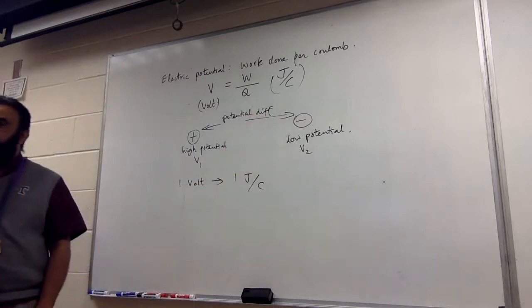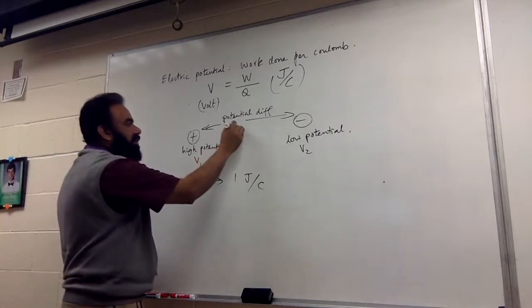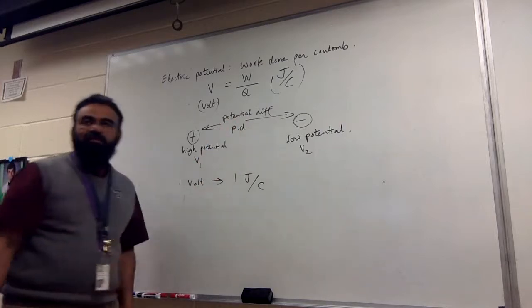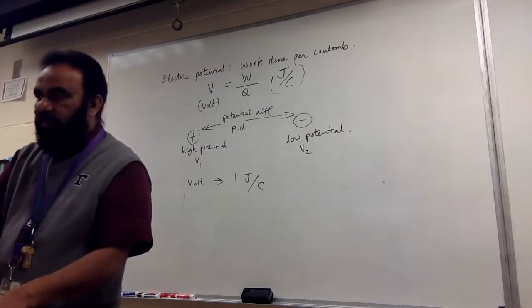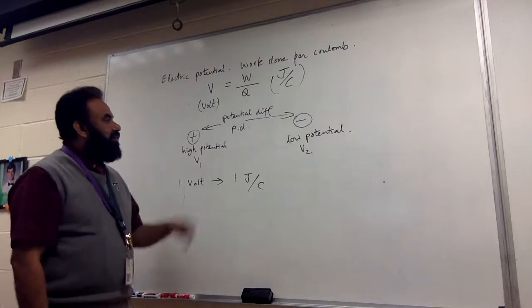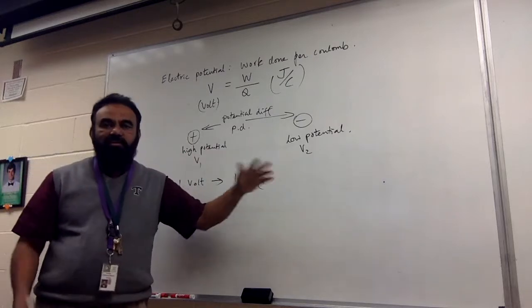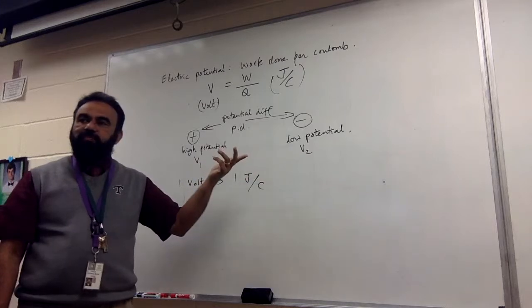There's a potential difference between the two. Sometimes symbolically we write potential difference as PD. It's the same thing. PD means potential difference. So what's a PD here? What's a PD there? It's a simple form of saying potential difference. So there is a potential here, there's a potential here. The potential difference is the difference between these two.